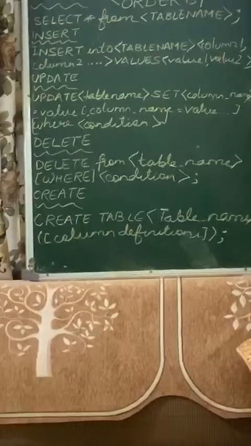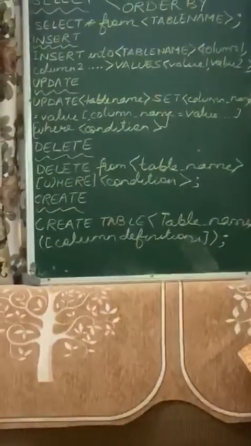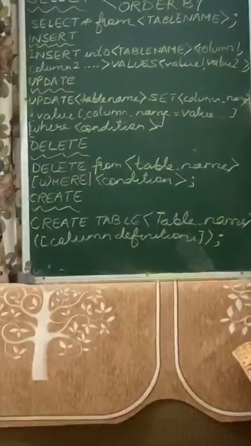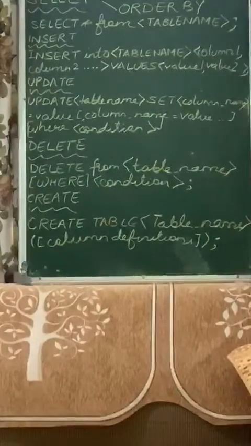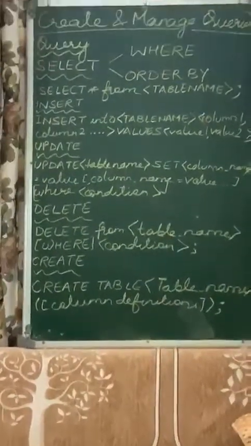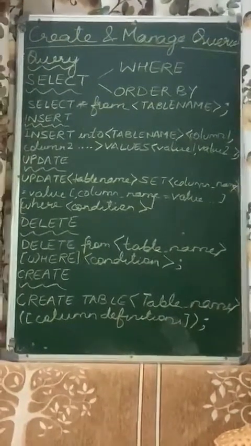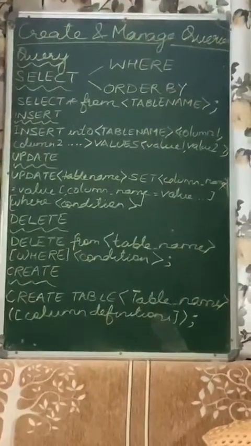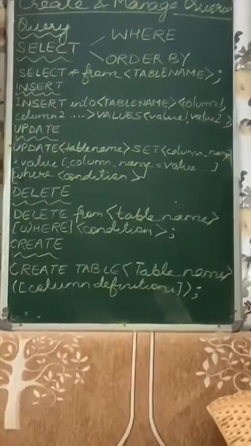This query will retrieve all the columns in a table, and if you want to give it a certain condition, then select star from table name where, then you write the name of the column from where you want the data. Just for an example, select star from student where roll number is 1. So here is select statement using the where clause.